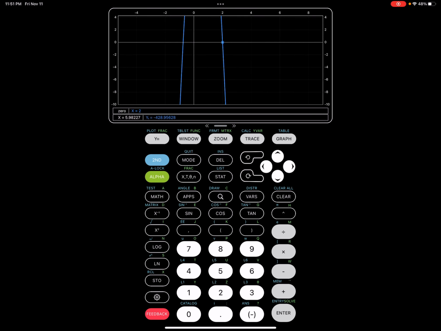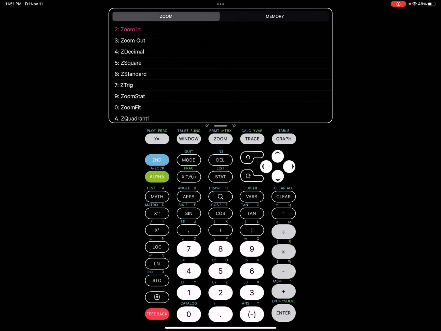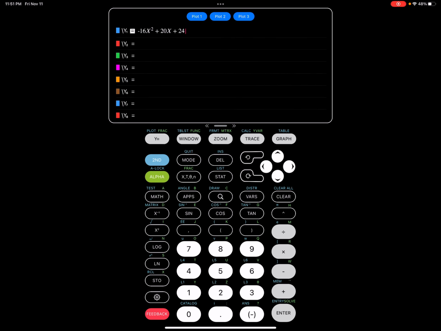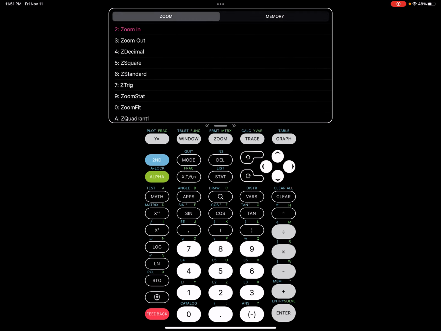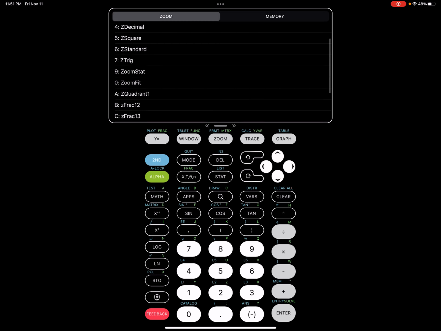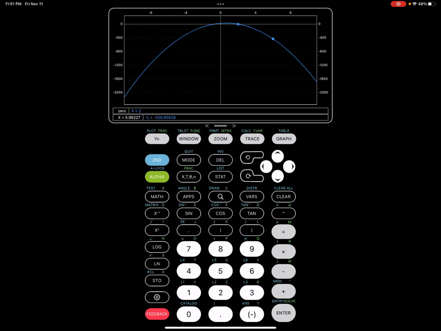Okay, I guess you can't really zoom. So see what I'm doing here is I'm pressing y equals, typing the equation, and then I click graph, and I don't see it here. So I'm going to click zoom. You see zoom right here. Then I'm going to scroll to option 0, which says zoom fit. And if I do that, I can see the parabola like so.